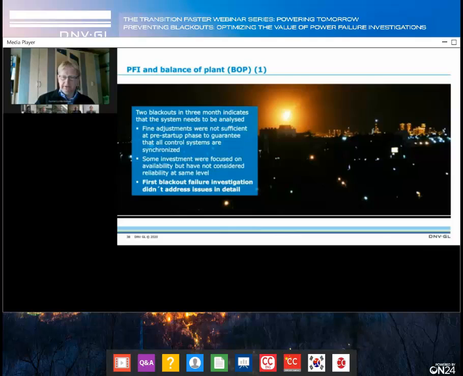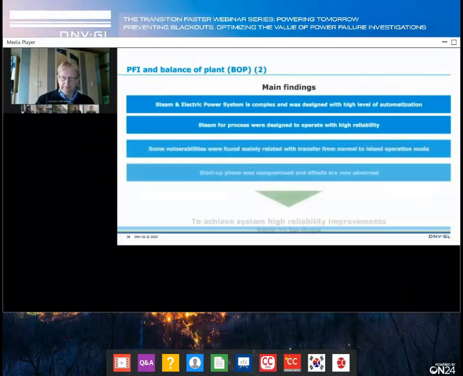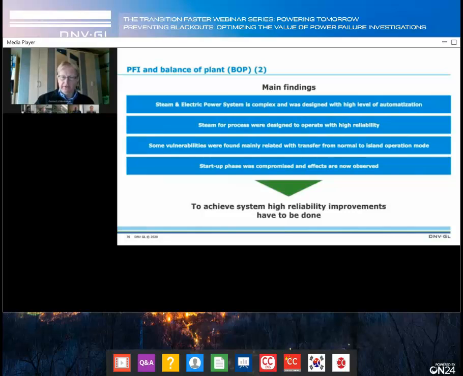So during this startup phase, you had the first blackout. Additionally, what we see in this investigation with our oil and gas people is that the system was really focused on availability, but not on reliability. After the first blackout, a power failure investigation was also done, and a lot of things came up, but nobody cared about it. Nobody addressed it in detail and looked at it. Finally, since there was no other outcome, the second blackout had to come, and after the second blackout a detailed power failure investigation was prepared.